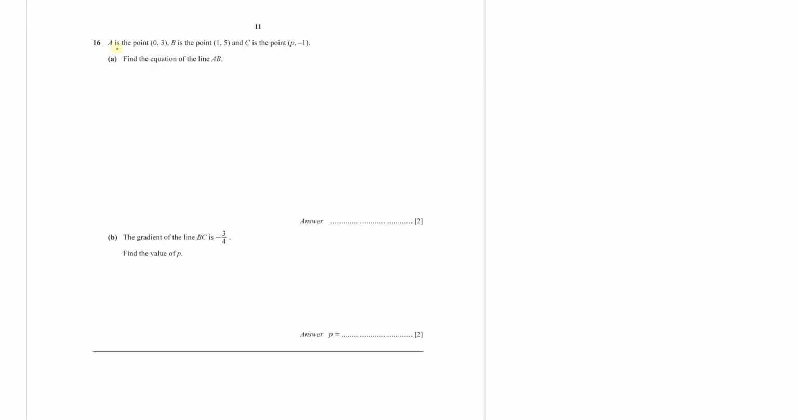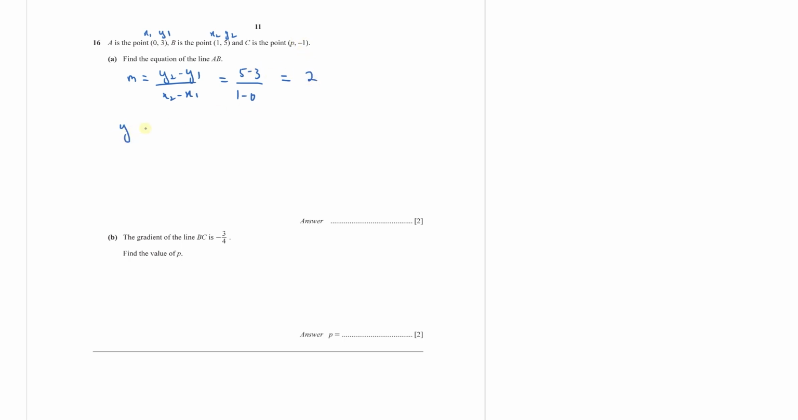Question 16. A is the point 0, 3, and B is the point 1, 5, and C is the point P, -1. Find the equation of the line AB. So first we need to find the gradient of the line. Let's call this x1 and y1, and this x2 and y2. So y2 minus y1 over x2 minus x1 is my gradient. So that will be 5 minus 3 over 1 minus 0. So your gradient will be 2.